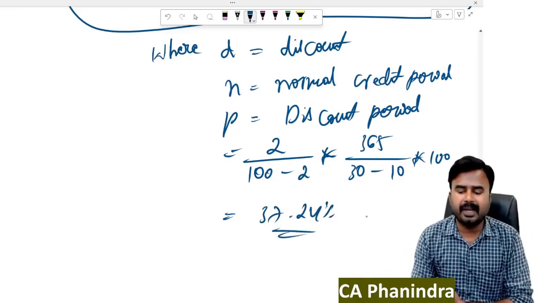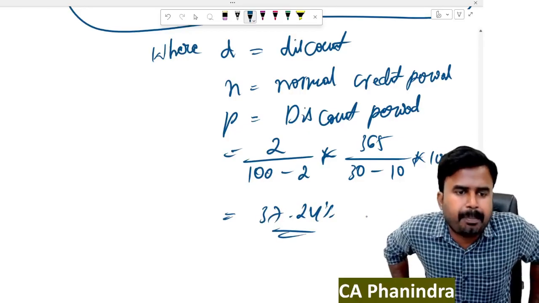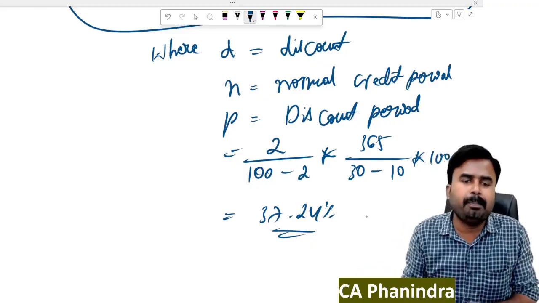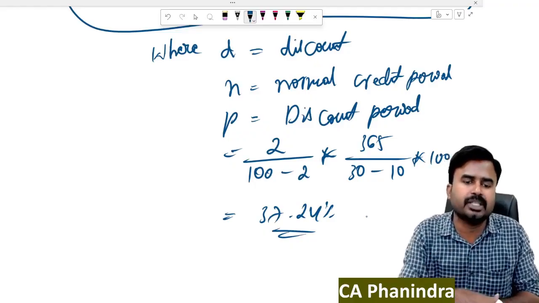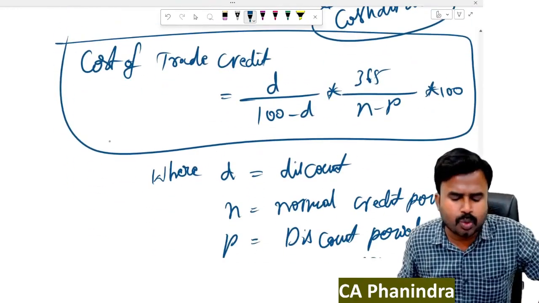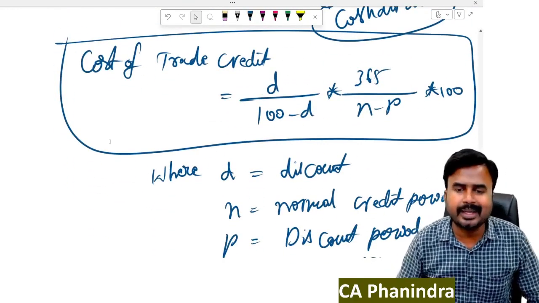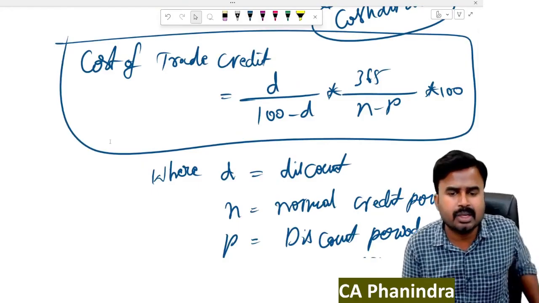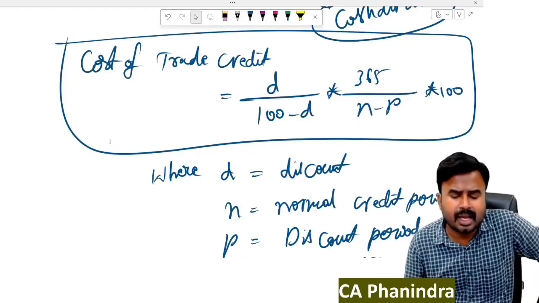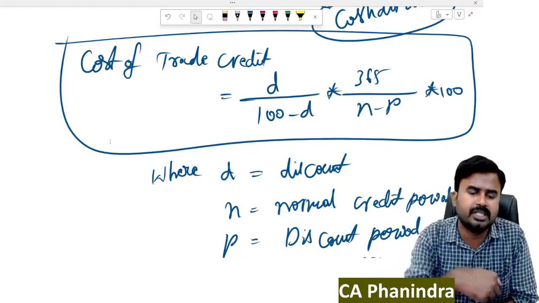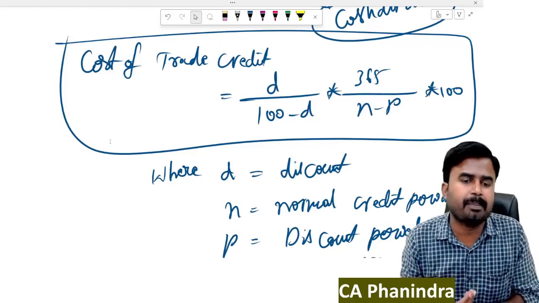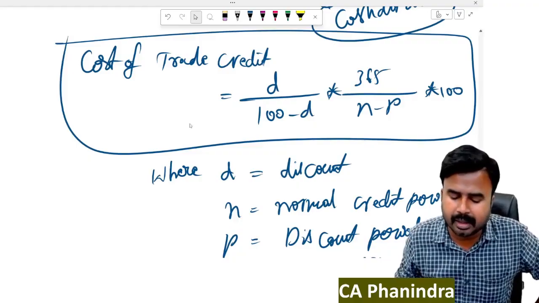So indirectly the supplier is charging me 37.24% per annum if I am not willing to pay the money within the discount period. That means this is an implicit interest cost which is included in the purchase price of the raw material or the goods that I am buying. So dear students, this is the cost of trade credit. Actually, under trade credit terms, you can never see the interest component because you buy the material and pay the respective dues. But there is an implicit interest cost which is loaded in the purchase price. That is nothing but the cash discount which is being offered by the supplier whenever we are buying the raw material on trade credit basis.